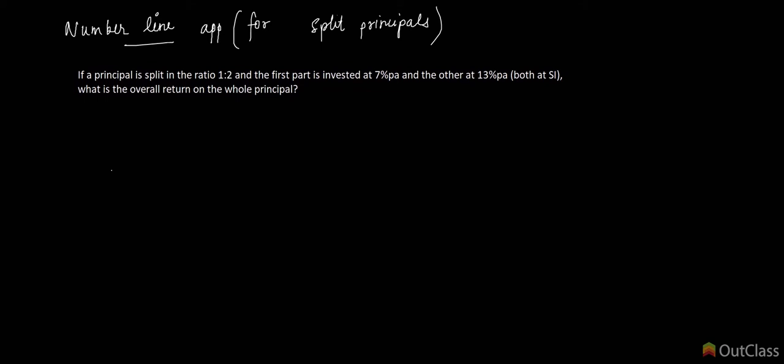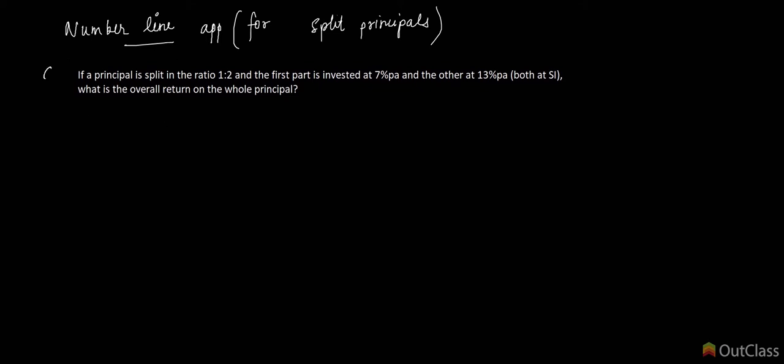So there is a weighted average application in this interest chapter. You can use the number line to calculate an effective rate of interest, or conversely, if you have an effective rate of interest, you can use it to find a principal split for a total principal. Let's see how it works.